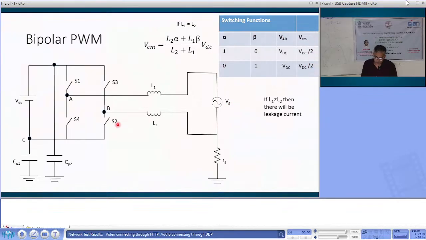Okay, so when you have L1 equal to L2 for the bipolar junction, there is no change in the common mode voltage and there is no leakage current. Let's see the unipolar now.